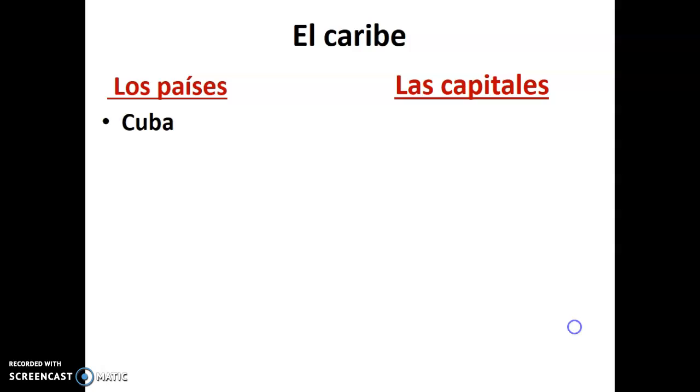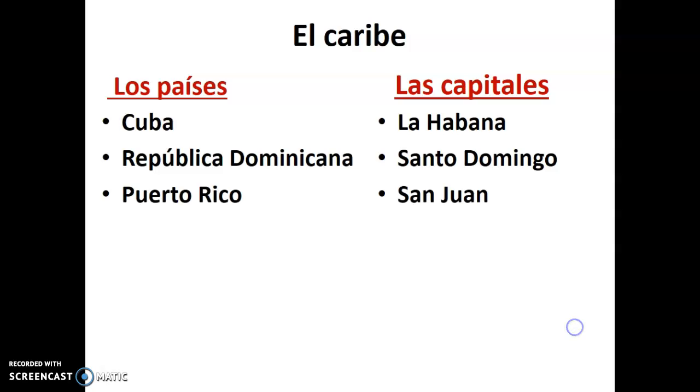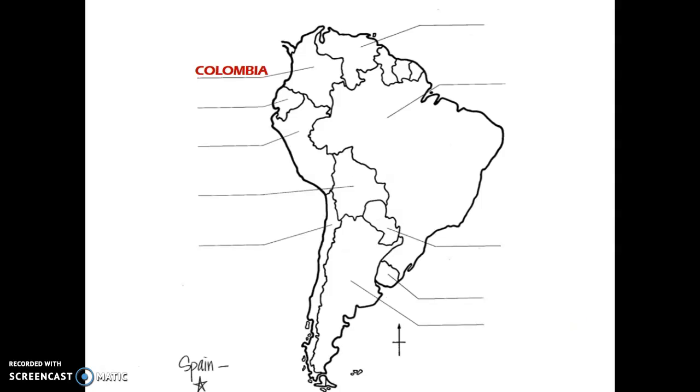The Caribbean countries, Cuba, capital is La Habana. República Dominicana's capital is Santo Domingo. Puerto Rico's capital is San Juan. And then we're going to move to South America. Now, all of the countries that are red, orange, and yellow speak Spanish. The ones that are in the greenish blue color either speak French, Dutch, or Portuguese. So we're going to label those on our map.